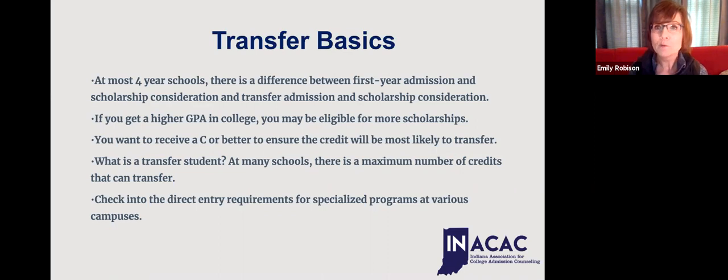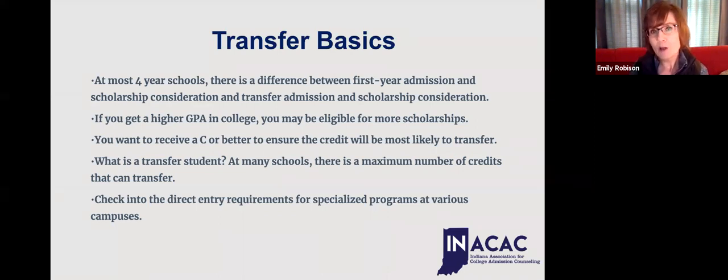But it's important for the student to know that not all credits are going to transfer automatically. Many times there is going to be that grade requirement that they need to meet for transfer credit. And backing up just a little bit, what's the definition of a transfer student? It actually differs from four-year school to four-year school, so that's another thing that students need to investigate.